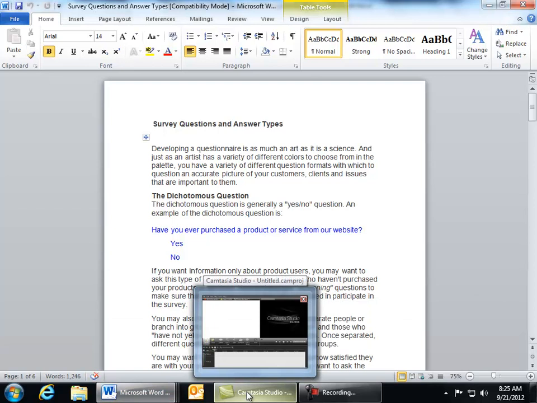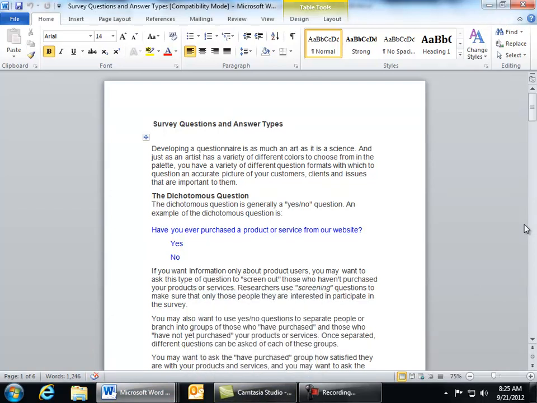So, when it comes back to our survey questions and answer types, developing a questionnaire is as much an art as it is a science. And just as an artist has a variety of different colors to choose from in the palette, you have a variety of different question formats with which to get an accurate picture of your customers, clients, and issues that are important to them.